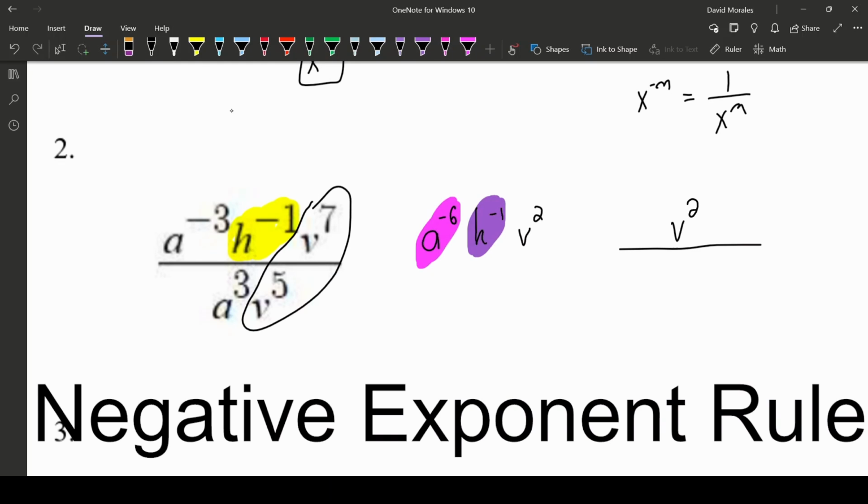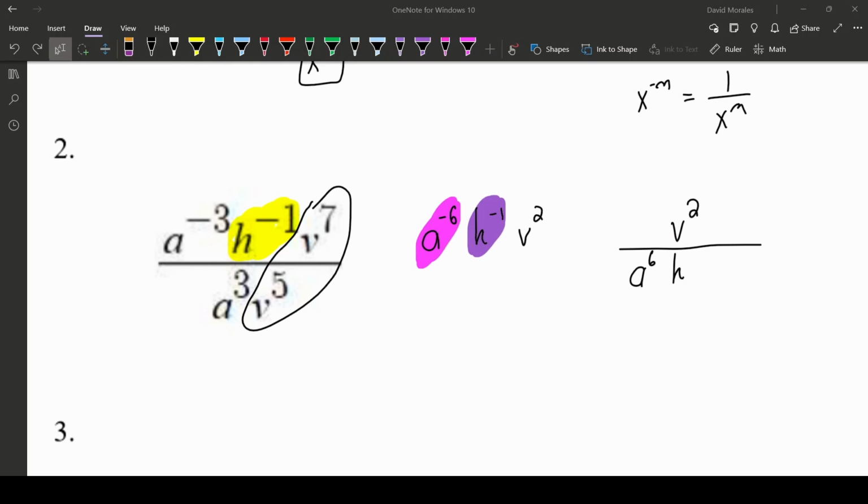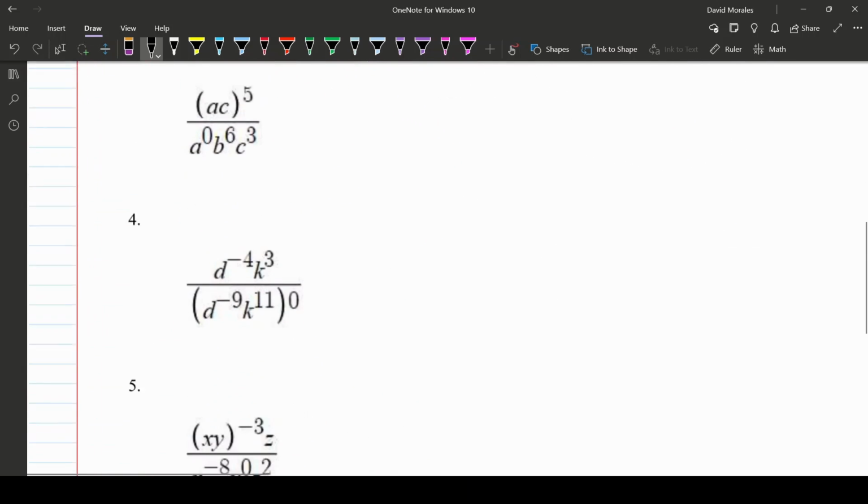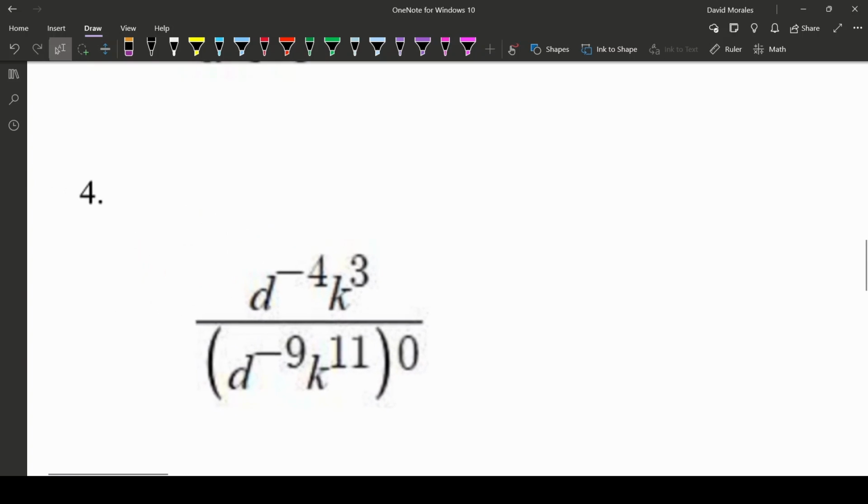So v squared, and then the a goes in the bottom, a to the 6, and then the h to the, now do we have to write 1? No, we don't. We definitely had to write -1, but we don't have to write 1. And now we are finished. This is the finished product. Okay. Let's go ahead and move to another problem here. Let's talk about this one.